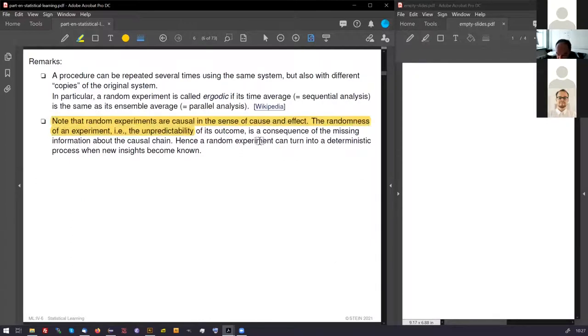The randomness within some experiment might change if we gain knowledge, because random experiments are also causal in the sense of cause and effect. It means if we get background knowledge about a certain process, its randomness might vanish. Hence, a random experiment might turn into a deterministic process if you get new insights. It might also be the case that if you look at the stock exchange, what you see is not a random experiment, but for your friends, it is.